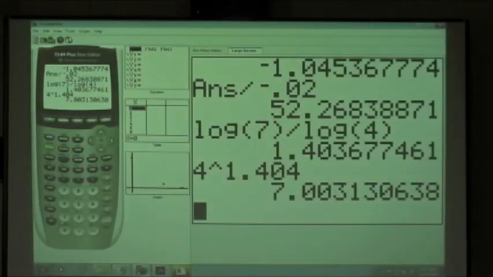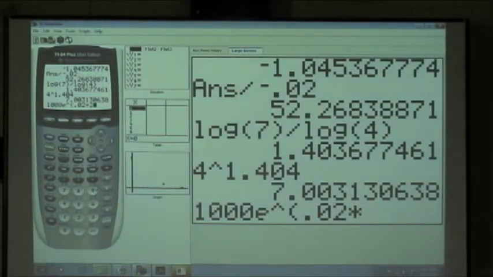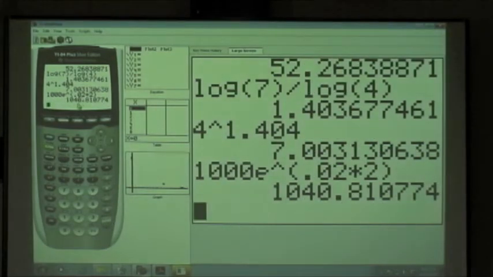So you just take out your calculator and you do 1,000 multiplied by e, so you hit second and hit that little LN button, 0.02 times 2. Don't make this difficult. You are just taking that base e. That's what makes it continuously add interest. And you get 1,040.81.